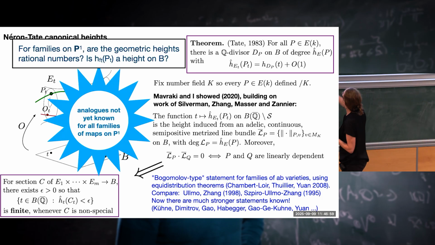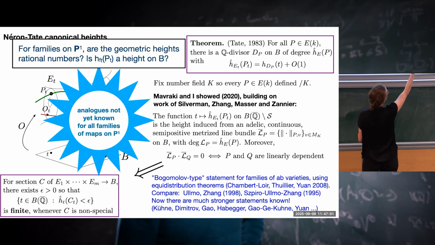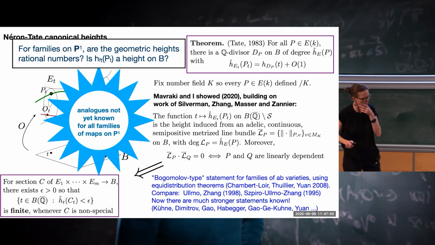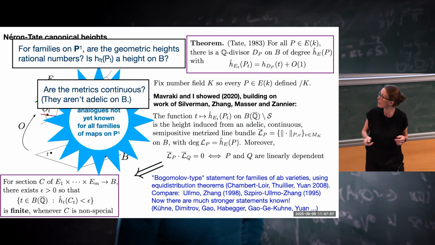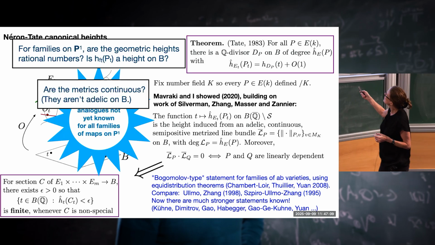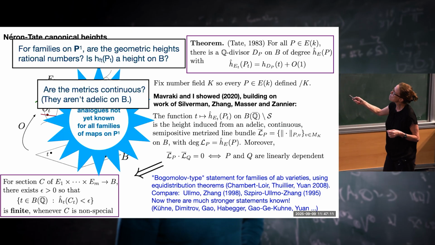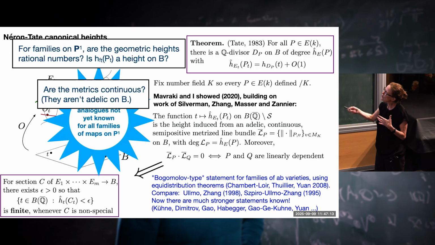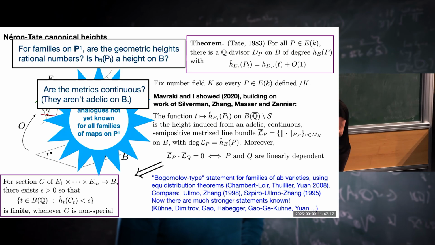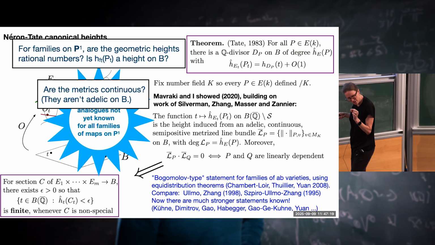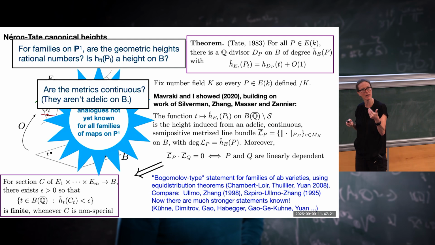What else? Oh, what did I write here? Yeah, is this a height? Right, so is there really an O(1) difference here? That we don't know. What else? Are the metrics continuous? So here, we were looking at the structure of what happens to the local contributions to the heights as you approach the singularities.